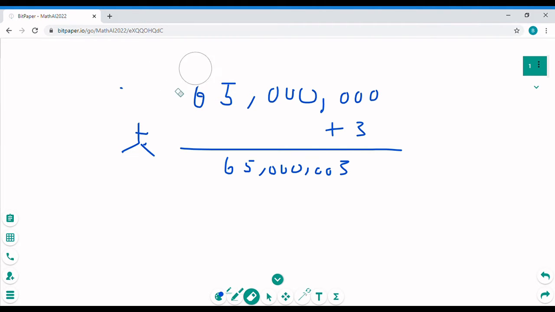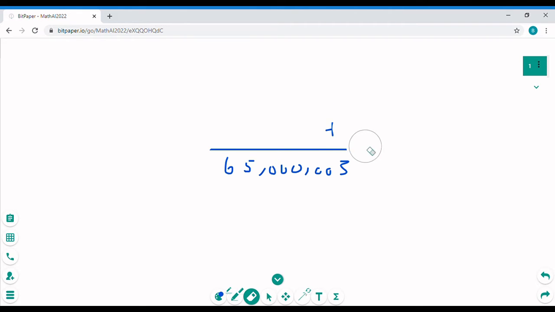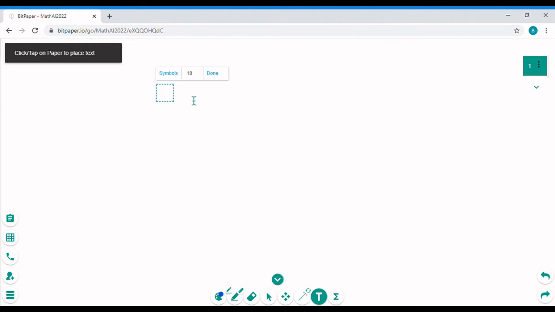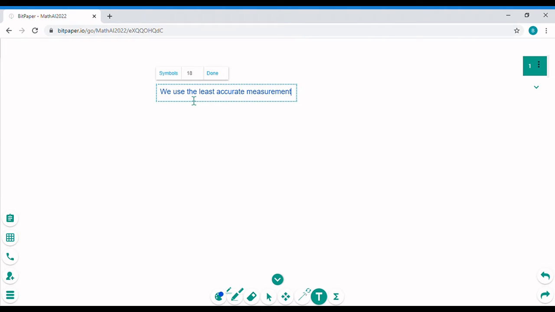Okay. Well, lots of stuff is wrong. The main thing is I'm going to write this down. We use the least accurate measurement when deciding how to round answers. So, this is the principle of significant figures.